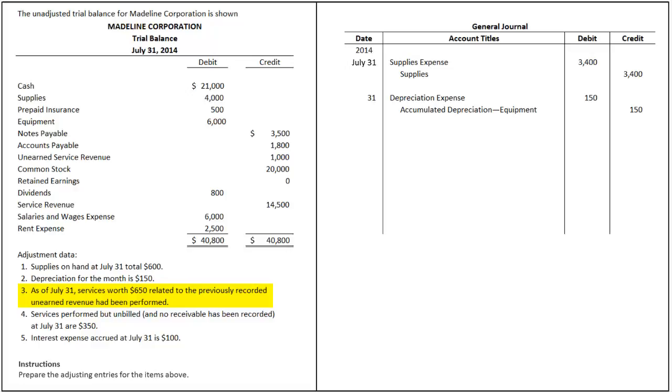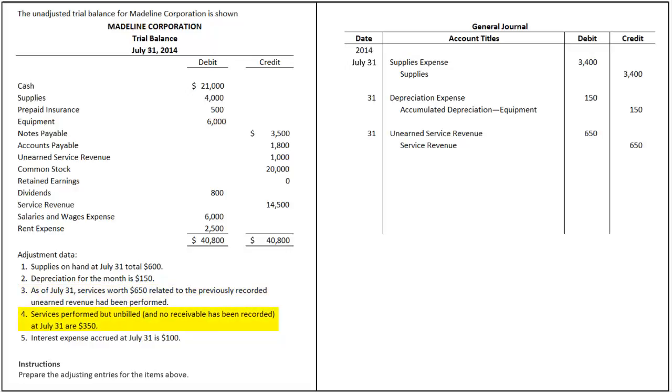Since services worth $650 have been provided, $650 must be transferred from unearned service revenue. To record this, unearned service revenue will be decreased by debiting it for $650, and service revenue will be increased by crediting it for the same amount.